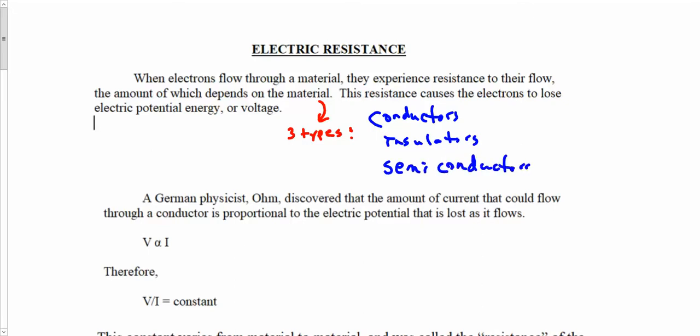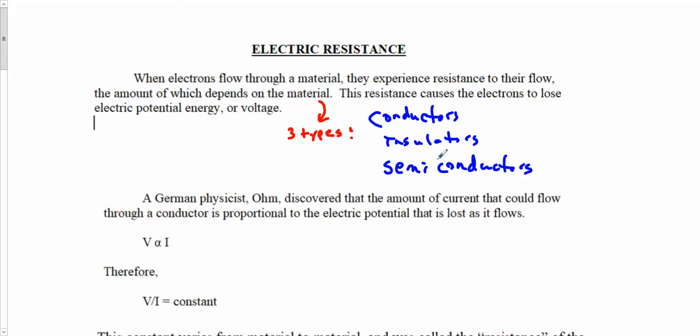So conductors let electrons move relatively freely, so R would be small. Insulators, R is very large, and in semiconductors we're looking at intermediate values.